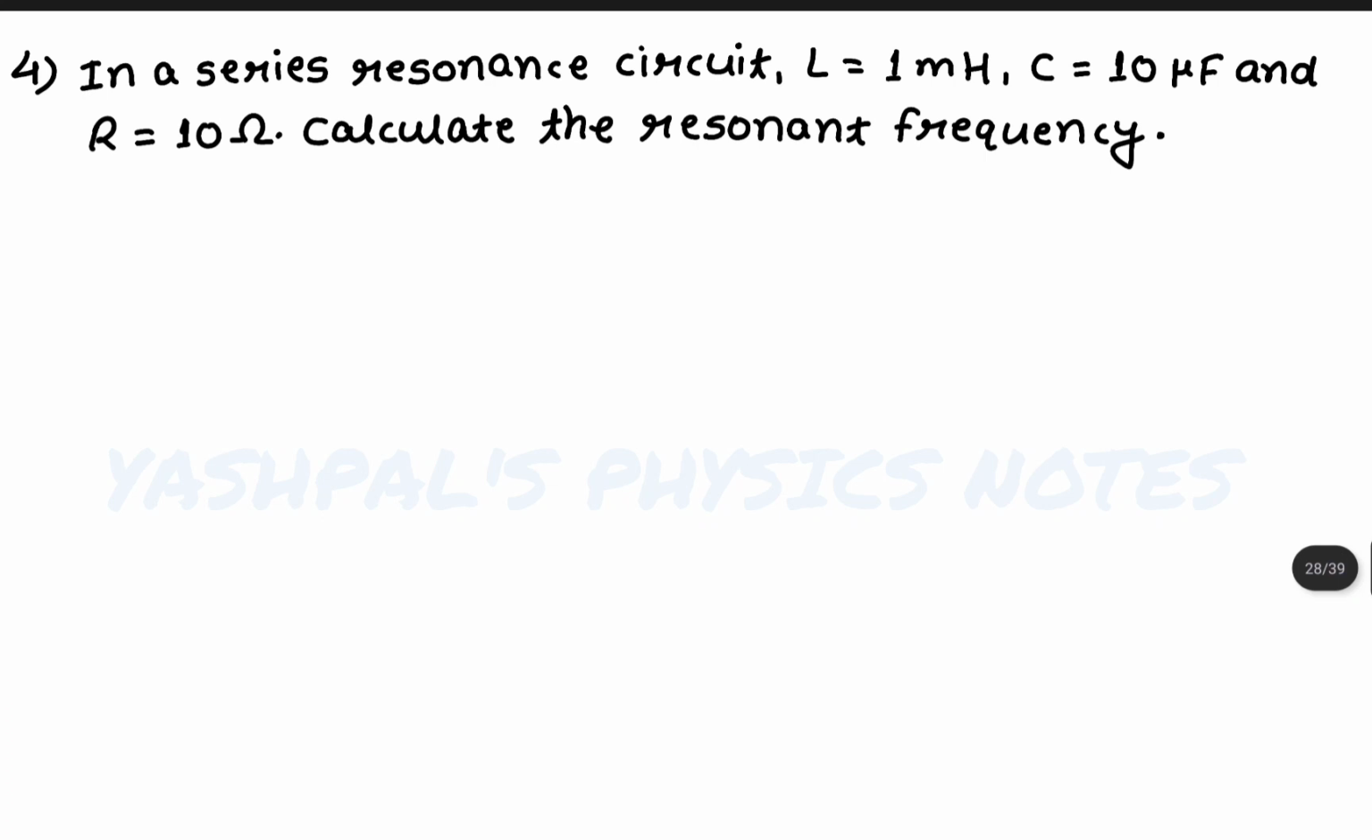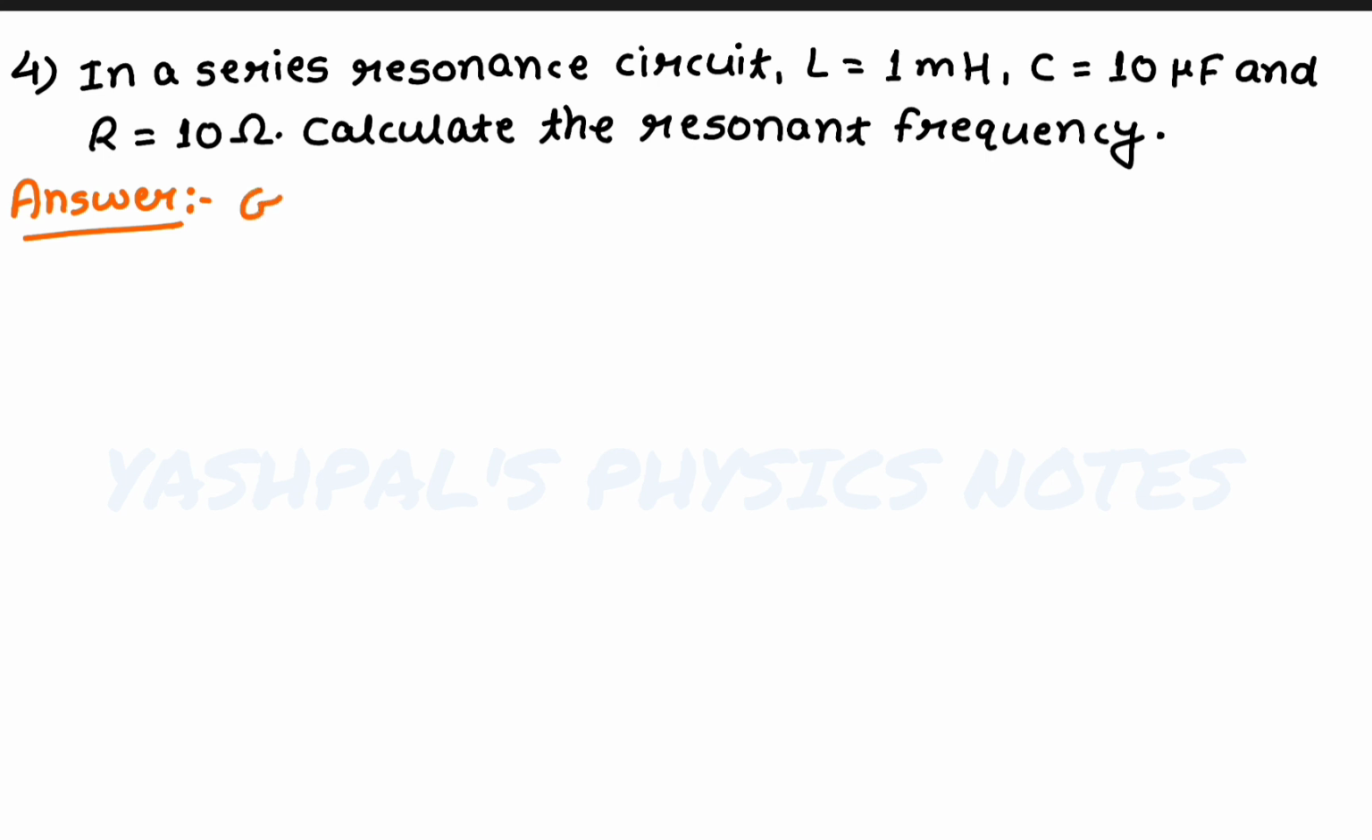Question number 4. Read the question first. In a series resonance circuit, inductance is equal to 1 millihenry, C is equal to 10 microfarad, and R is equal to 10 ohm. Calculate the resonant frequency. After reading the question, we can conclude that it is related to an LCR circuit because the values of L, C and R are given.